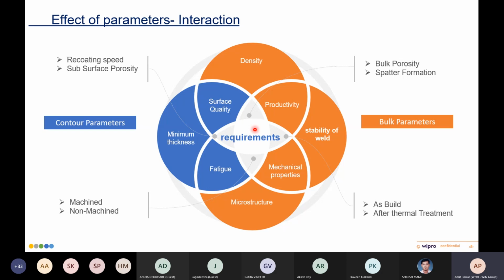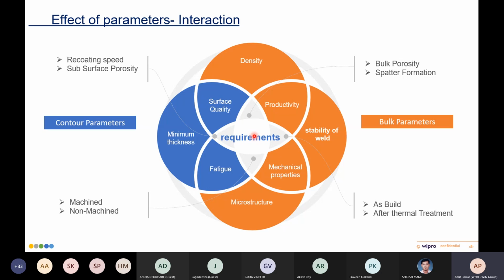So during parameter development, there will always be some trade-off between these different properties. For example, if you need productivity, you may need to compromise on the mechanical properties. Same with the surface quality. If you need a good quality surface finish in the as-built condition, you need to compromise on the productivity.